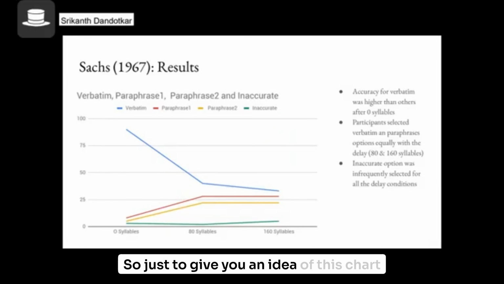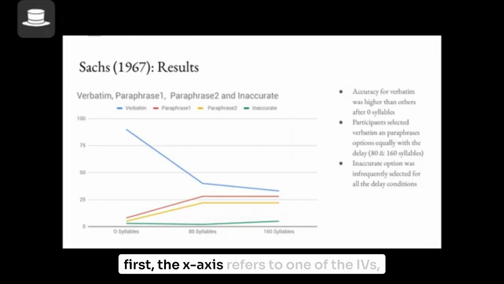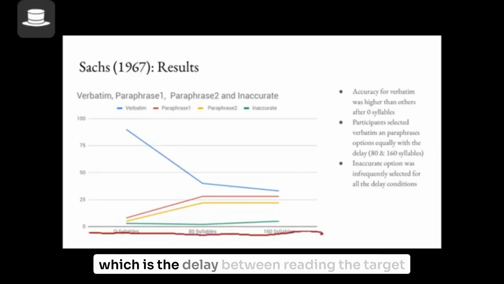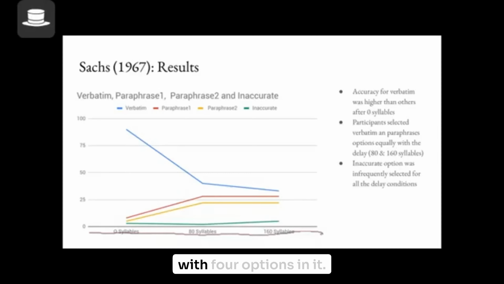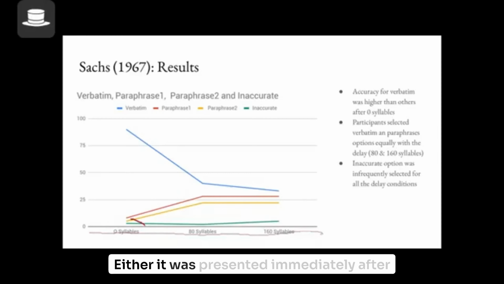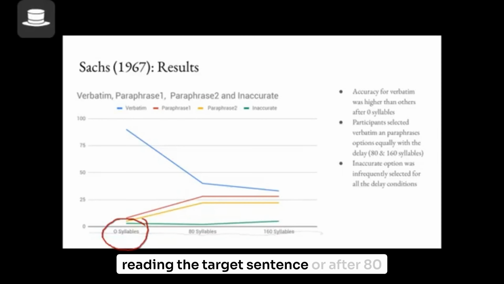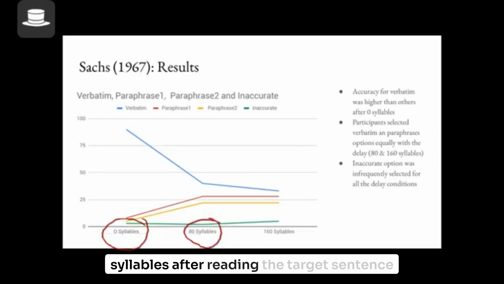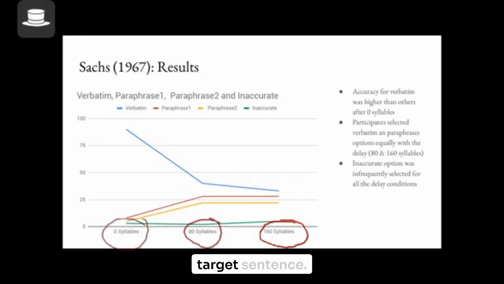Just to give you an idea of this chart first, the x-axis refers to one of the IVs, which is the delay between reading the target sentence and the question that was asked with 4 options in it. Either it was presented immediately after reading the target sentence, or after 80 syllables, or after 160 syllables. That was one of them.